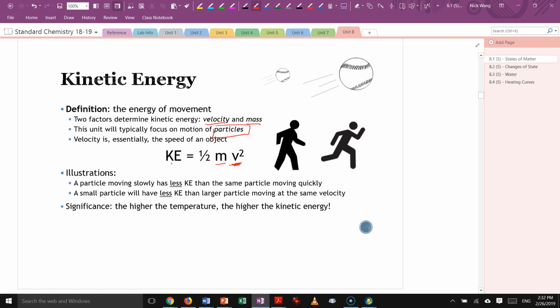One more thing to recognize: generally speaking, the higher the temperature of your substance, the higher the kinetic energy. And that's something we'll discuss later on in more depth. But the idea is that the hotter something is, the more kinetic energy, the more motion those particles have.